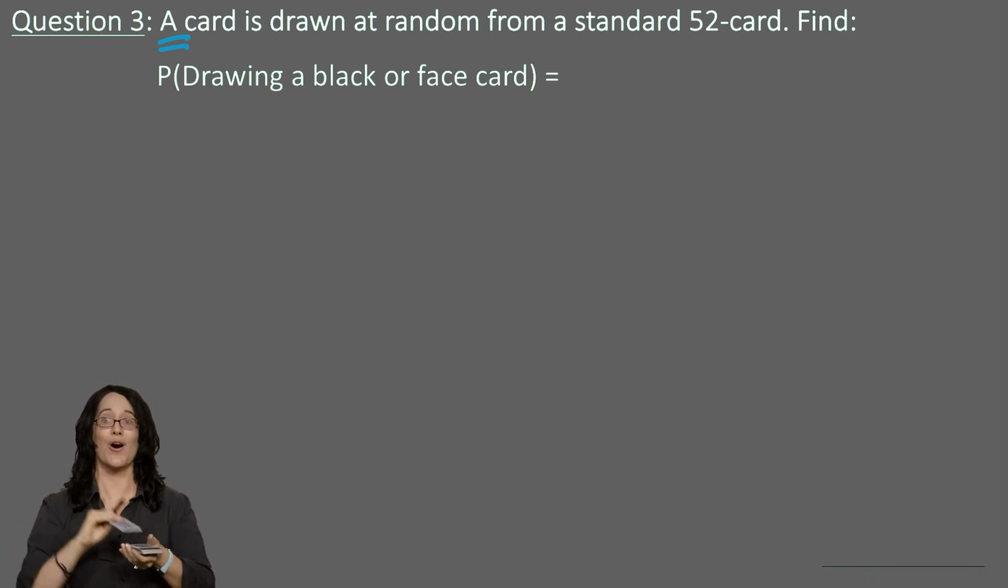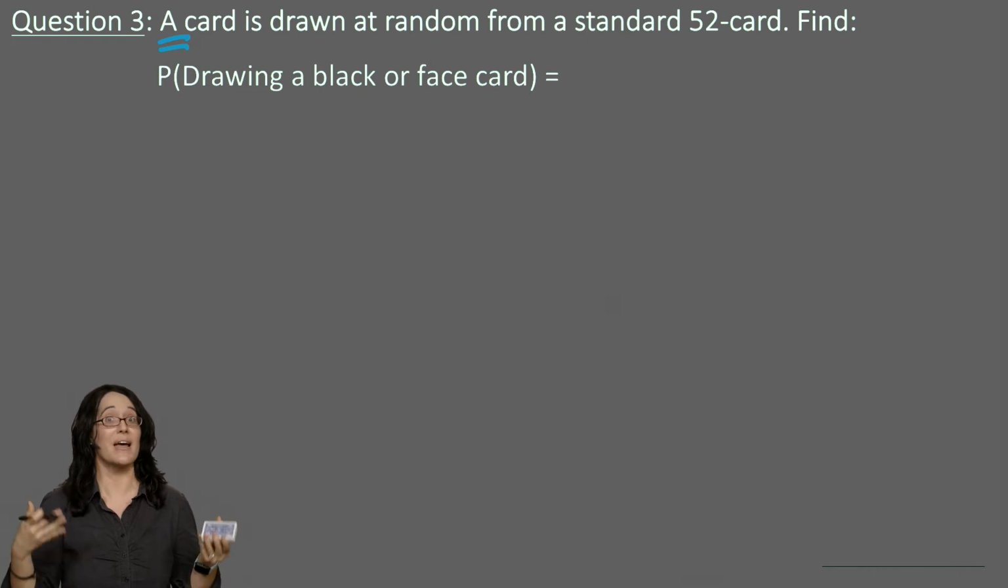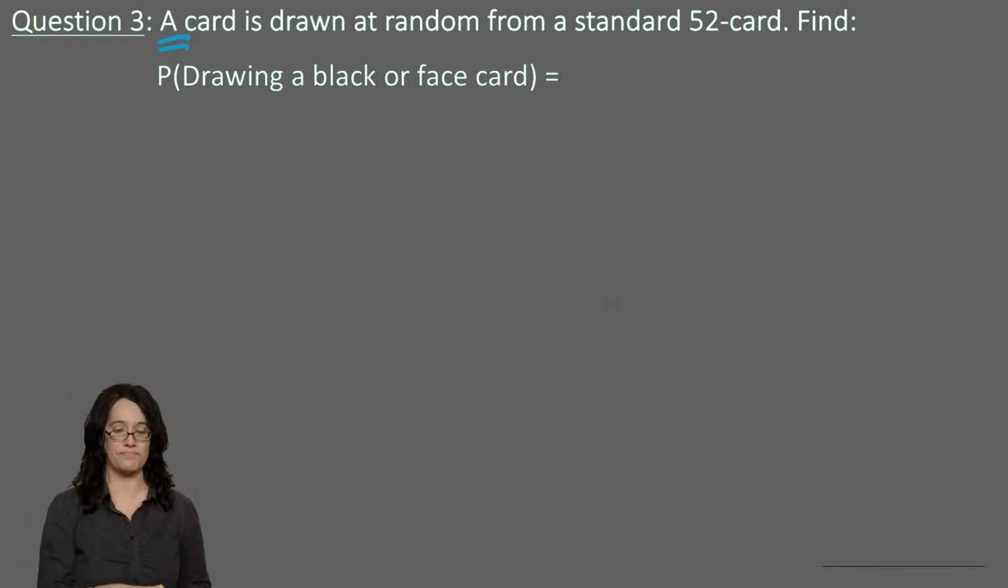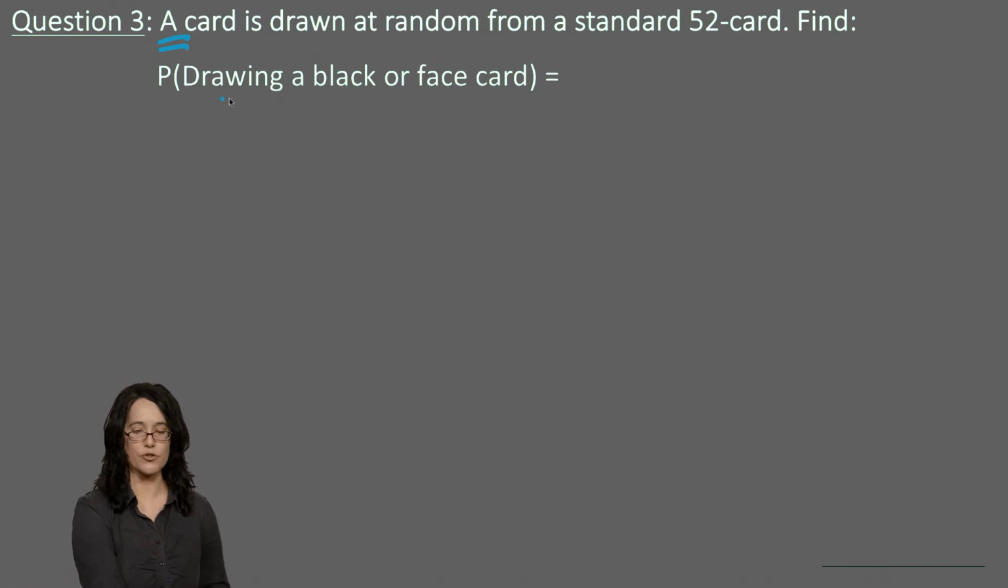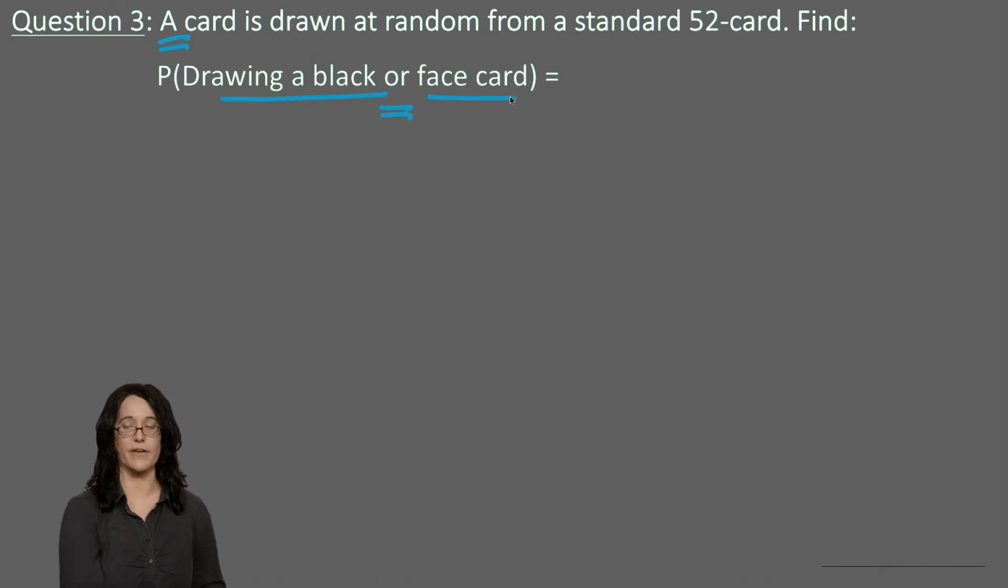If it said multiple cards are drawn in succession, then they would impact each other. Every time you pick a new card, there are fewer cards left in the deck, meaning that your denominators would be changing, as would the totals in each suit. All right, so with that in mind, let's see if we can remember how to do this. Drawing a black or drawing a face card.